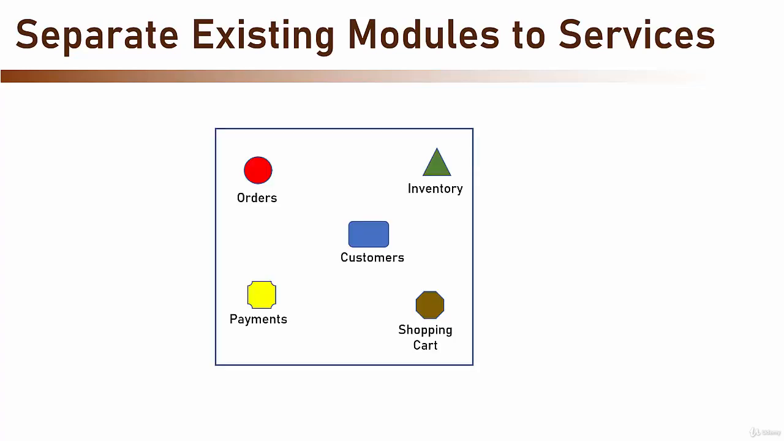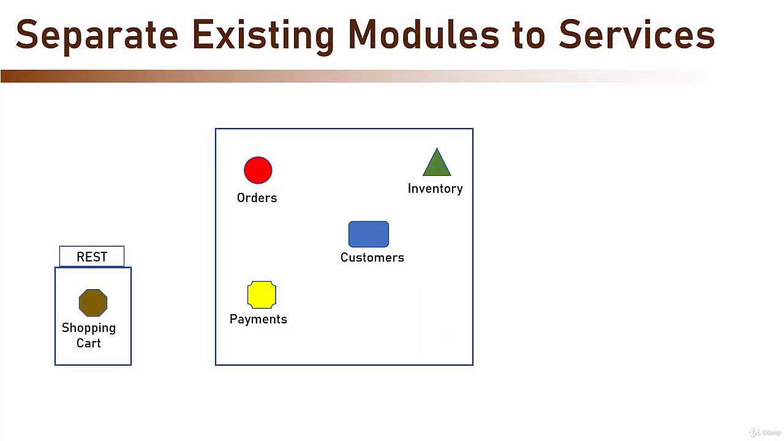And the next one is the separate existing modules to services strategy. This strategy basically says that we are going to handle each component of the system separately and convert it from a library to a service. So in our example, we have the monolith application, and then we take one component, in this case the shopping cart, and make it a service.